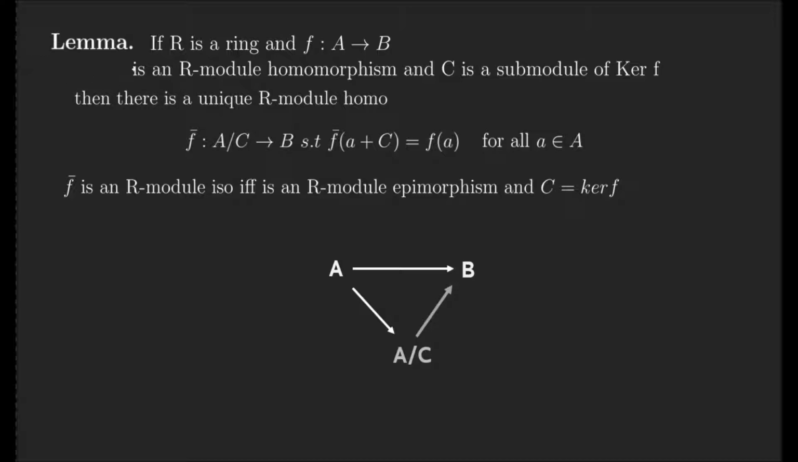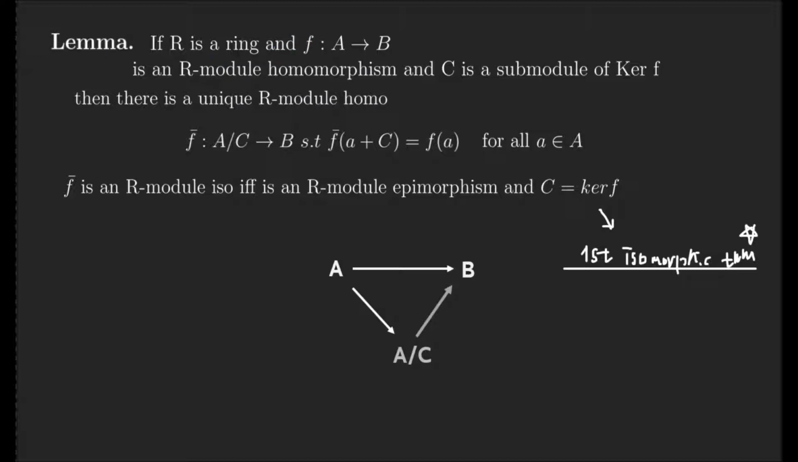This lemma is similar to the first isomorphism theorem in group homomorphism, a very important theorem in abstract algebra. This is a similar version of the group isomorphism theorem, but the objects are R-module homomorphism and R-module isomorphism instead of group homomorphism. Okay, let's read the lemma.